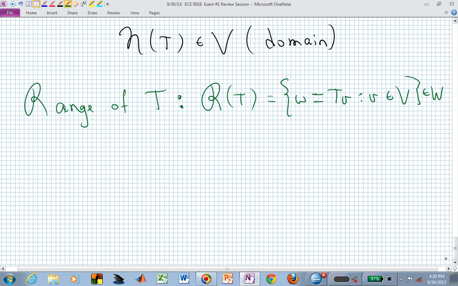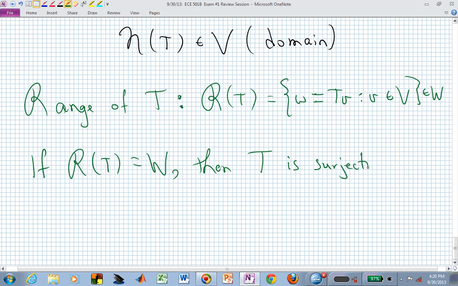Then you have this additional property relative to the range of a map. If the range space of a linear map actually equals the entire output space, then that's what we call a map T when it's surjective, or when the map is onto. And another way you might think of that is the range of T covers all of the output space W.